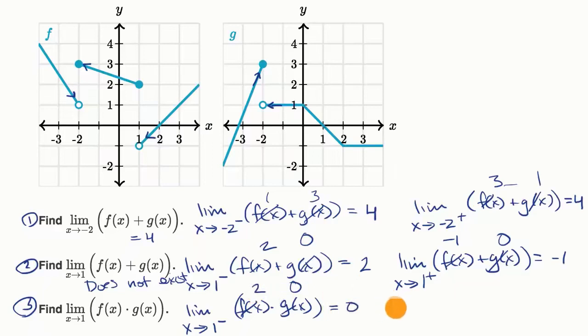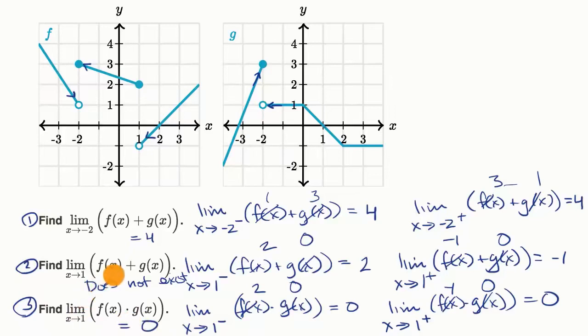And then when we approach from the right, the limit as x approaches 1 from the right of f of x times g of x. Well, we already saw when we're approaching 1 from the right, f of x is approaching negative 1. But g of x, approaching 1 from the right, is still approaching 0. So this is going to be 0 again. So this limit exists. We get the same limit when we approach from the left and the right. It is equal to 0.